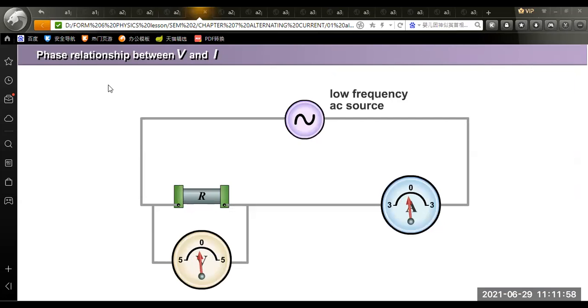Ladies and gentlemen, the next slide shows that when the alternating current flows through a resistor, the alternating potential difference across the resistor and the current are in the same phase. That means if the alternating voltage increases, the alternating current also increases. Once the current reduces, the voltage also reduces. This shows that they are in phase, in the same phase.